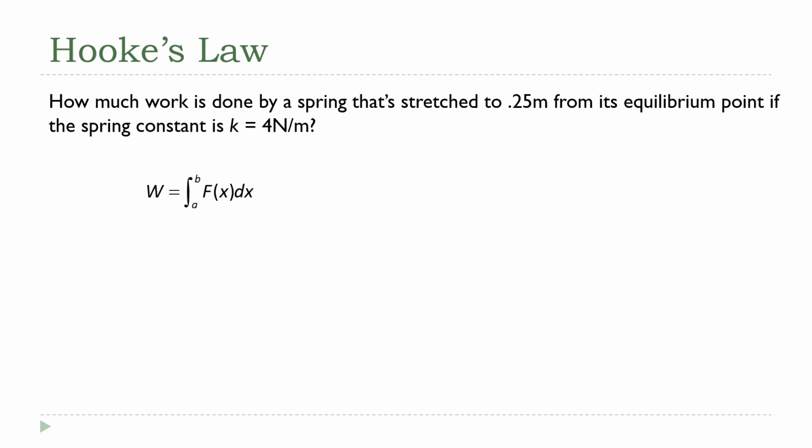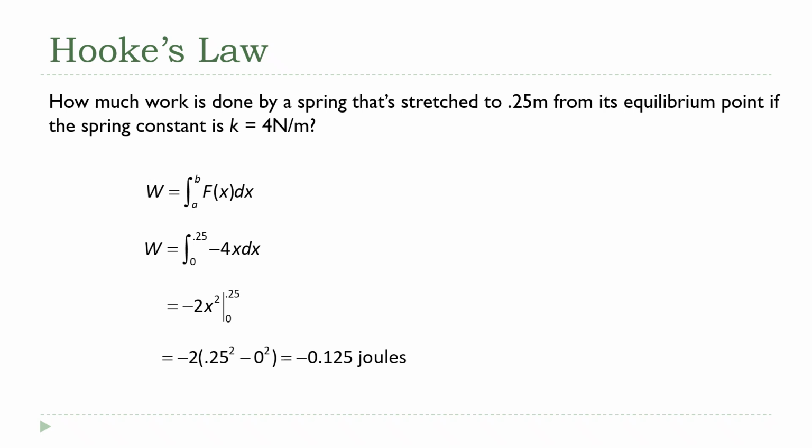How much work is done by the same spring, the same constant here, if it's stretched to 0.25 meters from its equilibrium point? This probably seems very similar, but we're actually going to get an interesting result here. It's going to be the same integral, the integral of negative 4x dx. We're starting at the equilibrium point, so x is going to be 0 there, and going out to 0.25. Again, we know what the antiderivative is, negative 2x squared. If we substitute those numbers in, we get negative 0.125 joules.